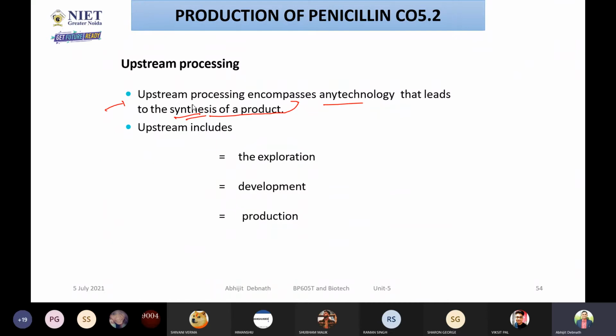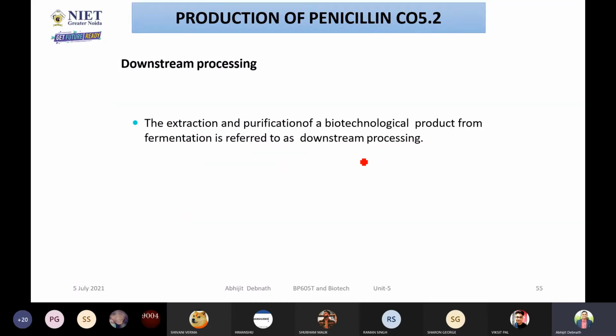I think in medicinal chemistry you are learning from your teachers how you can synthesize a product in your lab. So the upstream actually includes exploration, development, and production. Exploration: if you have a beta-lactam ring, you explore how you can change the moiety attached to the beta-lactam ring. So exploration, you can develop, and then into the production. Now what is downstream? Downstream is a process of the extraction and purification of the biological product from fermentation.